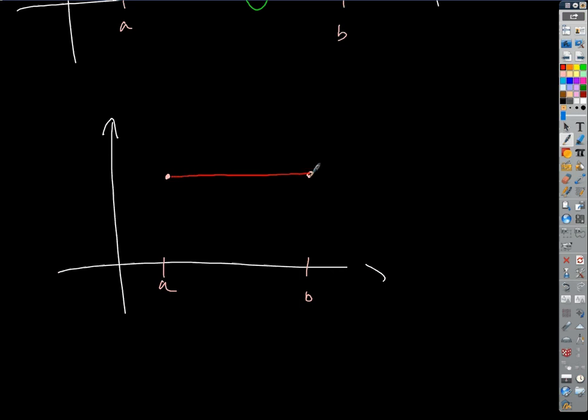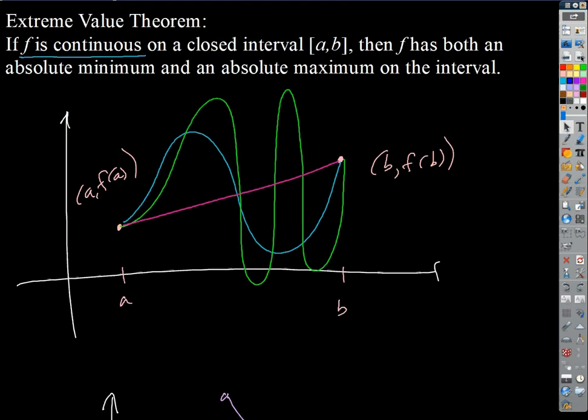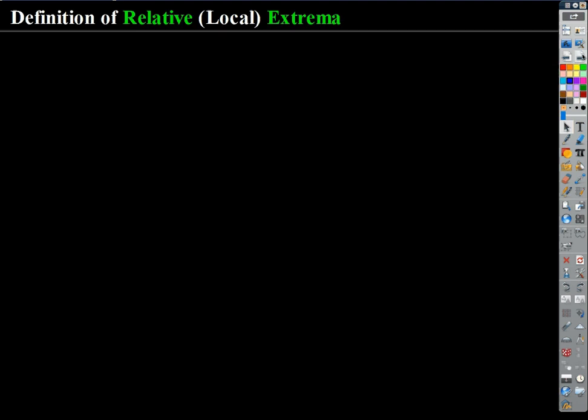Every point is a minimum and a maximum, right? There's no way around it. The only way I could possibly come up with a situation where there's no minimum or maximum would be if I did something like that, maybe. But I broke the rules. It's not continuous. So there's the extreme value theorem: if f is continuous on a closed interval, it's guaranteed to have both an absolute minimum and absolute maximum, so our job in calculus is to find those.